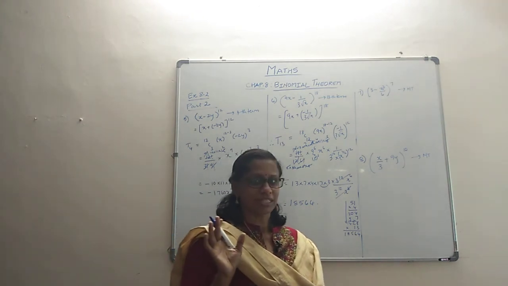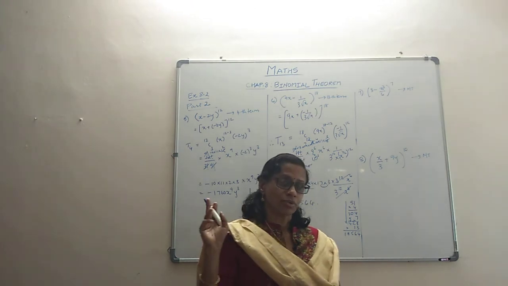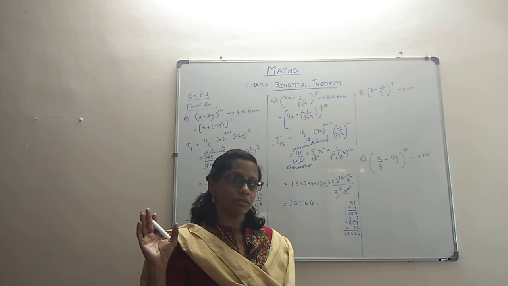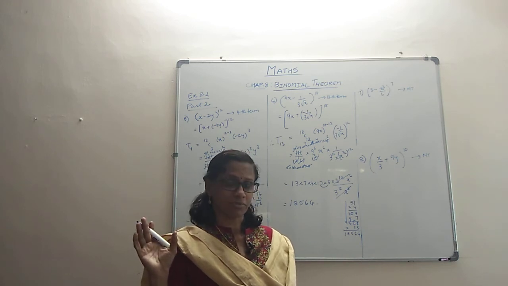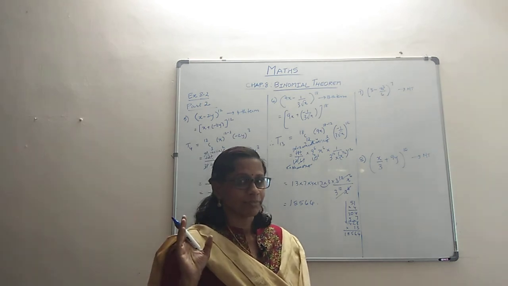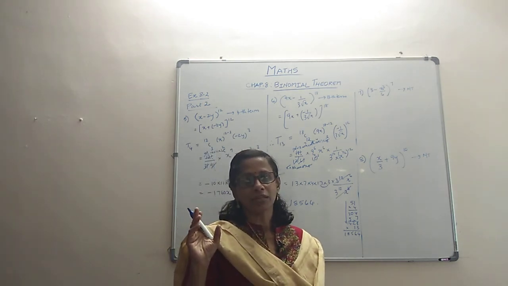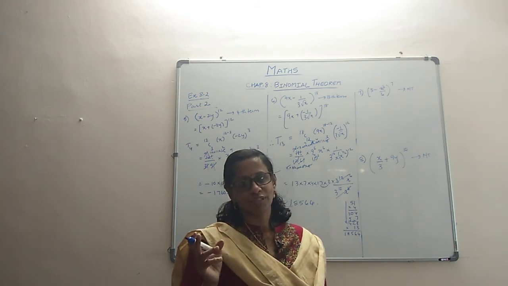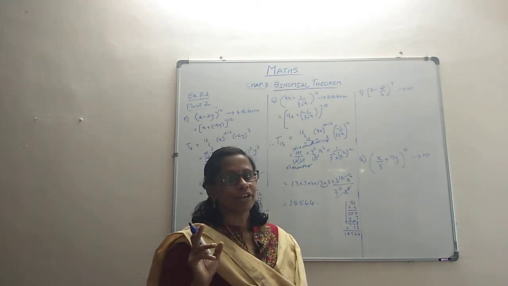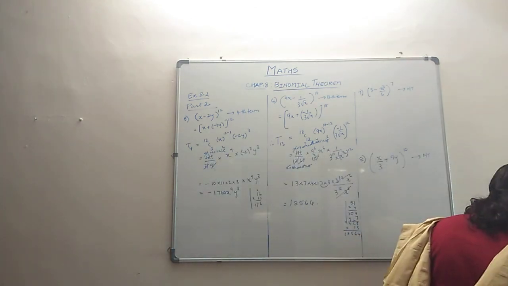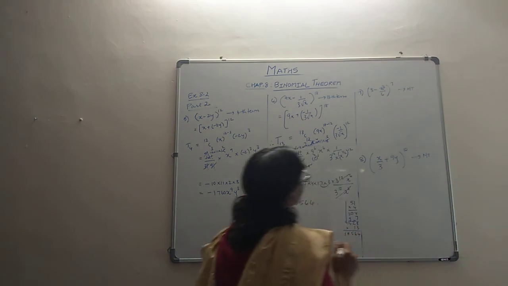Now, when it is whole raised to 7, this expansion will have 8 terms. That's what we have learnt, that if it is a plus b whole raised to n, then it will have n plus 1 terms. So, this is going to have 8 terms. In 8 terms, we are not able to predict a single middle term. For 8 terms, you will have the 4th also and the 5th also. There will be 2 middle terms. So, you have to find out the 4th term and 5th term, and they will be the middle terms.